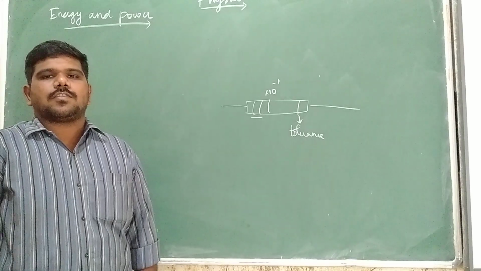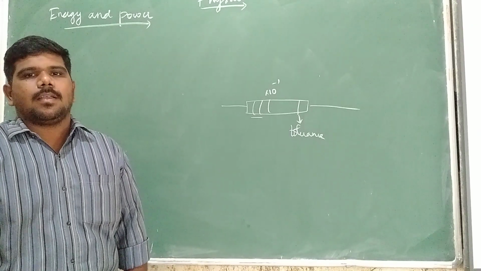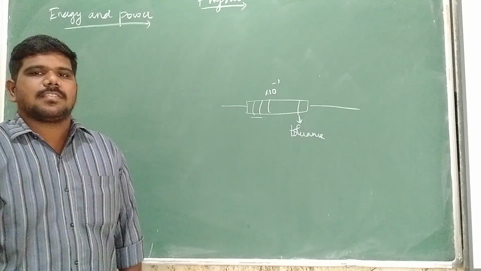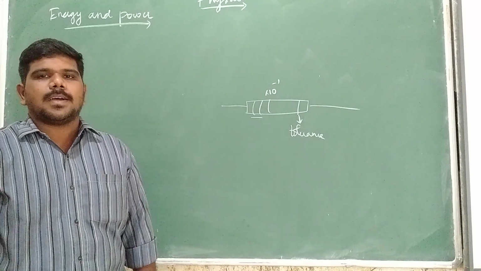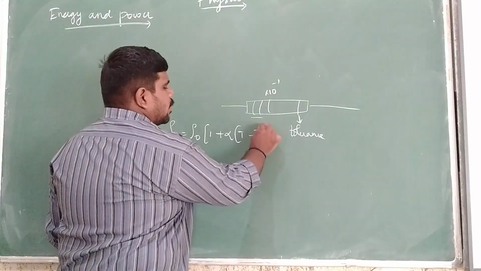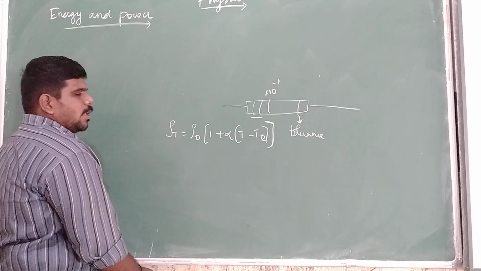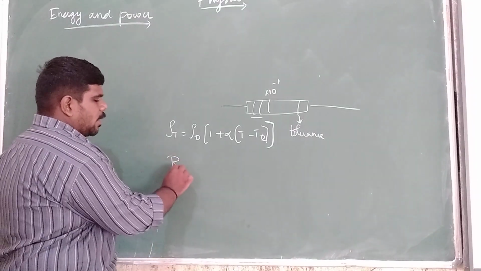So what is a carbon resistor? The carbon resistor consists of a ceramic core on which crystalline carbon is deposited. It consists of 4 lines. The first 2 lines indicate the significant numbers, the 3rd line represents the multiplier, and the 4th line represents the tolerance.